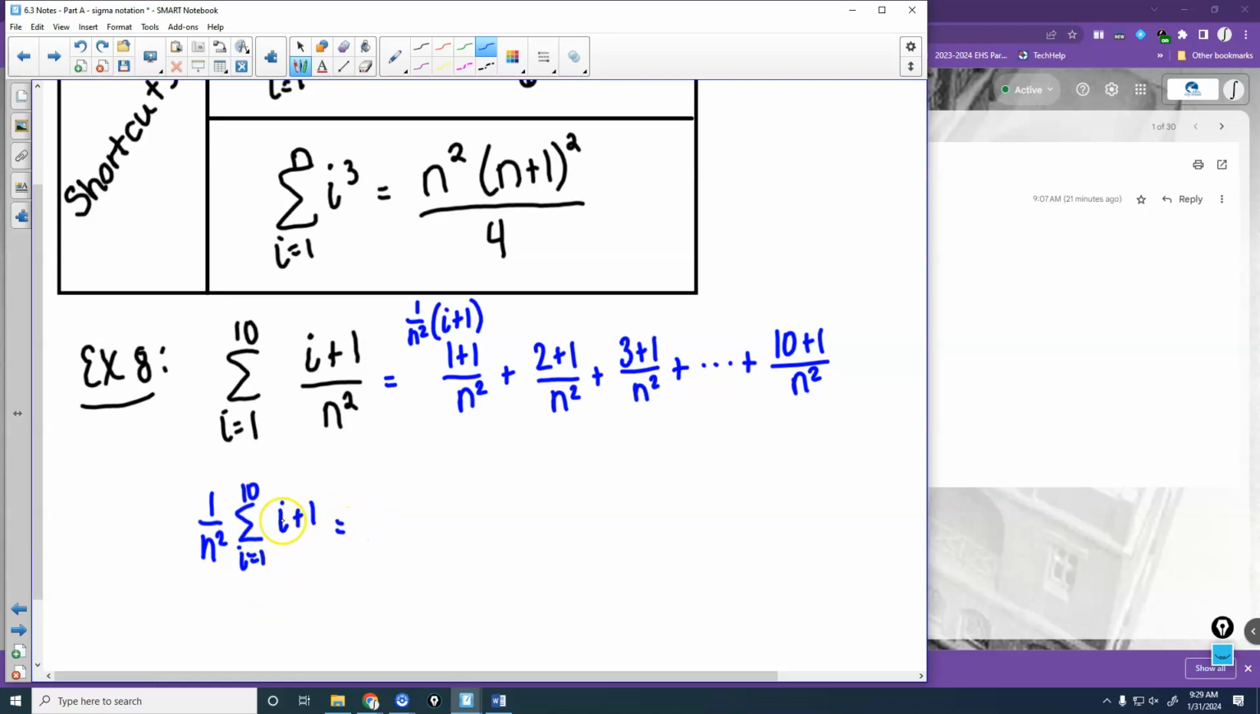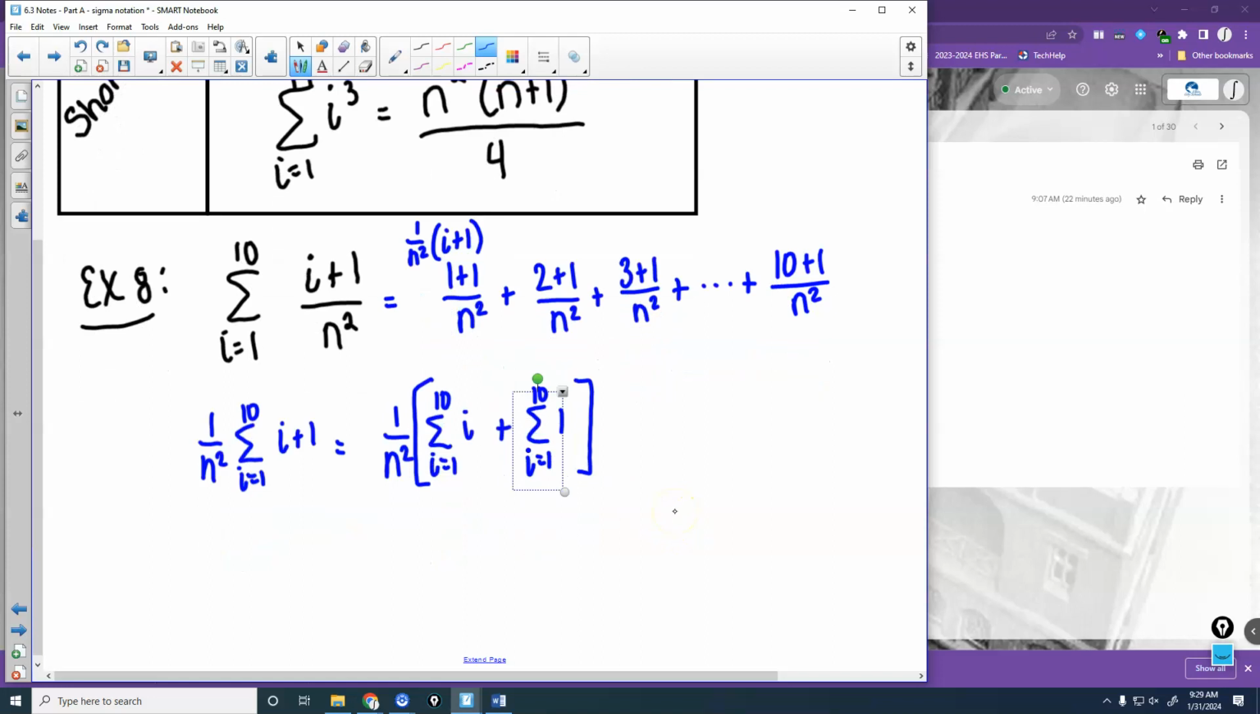We also can break this up. We can do 1 over n squared times the sum from 1 to 10 of I plus, actually we do need a bracket right there because this whole thing is multiplied, and then plus the sum from 1 to 10 of 1. Now, when we do this, we have shortcut rules for both of these summations here. So we're just going to leave our 1 over n squared out front.